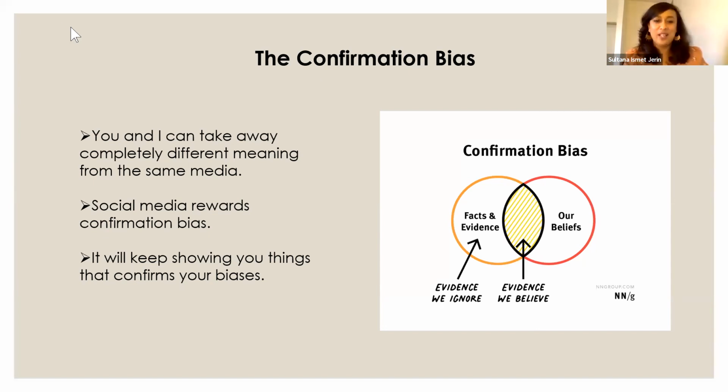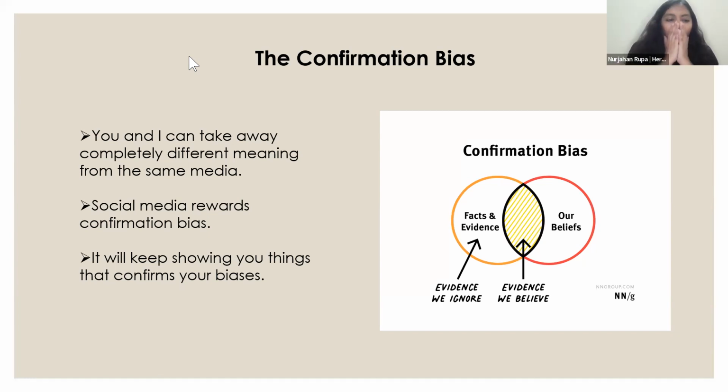Any example? You can speak up, unmute yourself and speak up. You can write it here. What's wrong with that if it is confirming our biases? If it is always confirming our biases, then we are never unlearning the biases, right? We are never unlearning the things because it's strengthening our existing concepts.